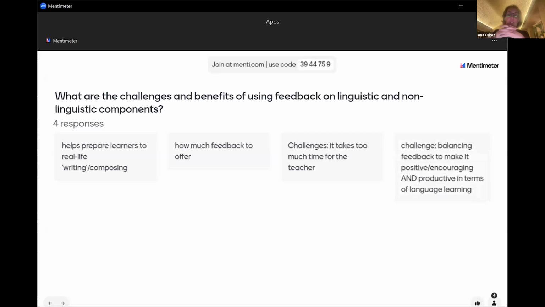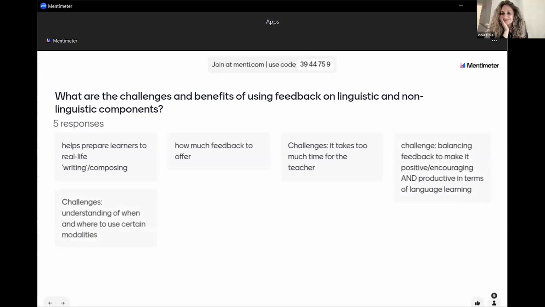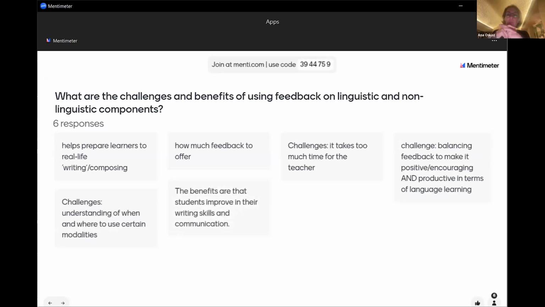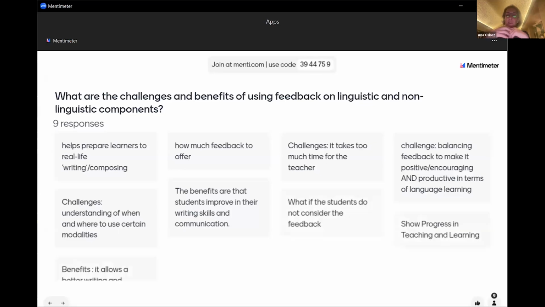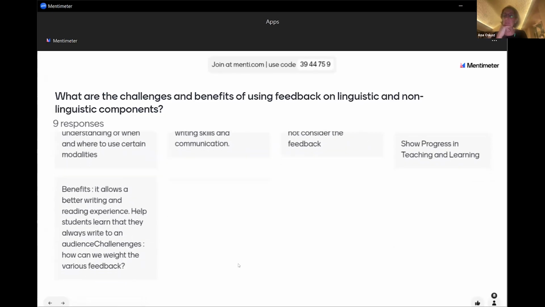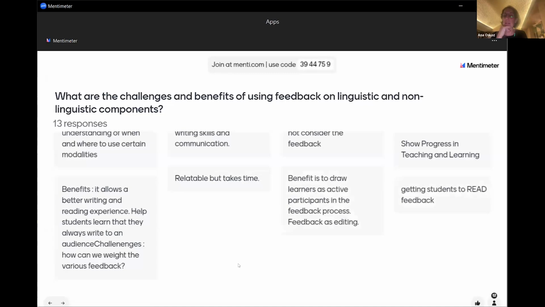Too much time for the teacher. Balancing feedback to make it positive, encouraging, and productive in terms of language learning. I'm going to look in the chat. Non-linguistic might be a bit time consuming if there are deadlines. To validate, the benefit is to validate learners' creativity.